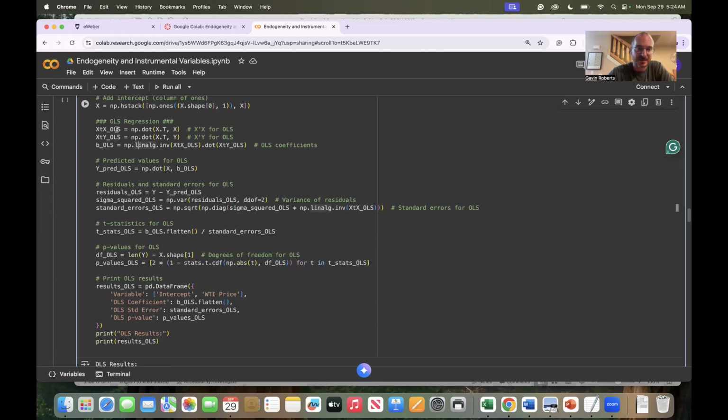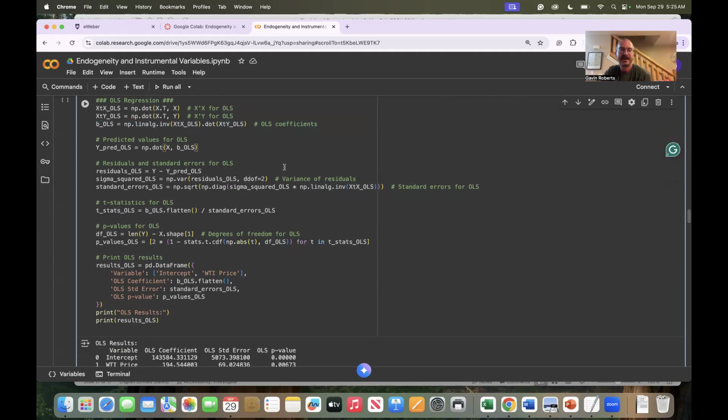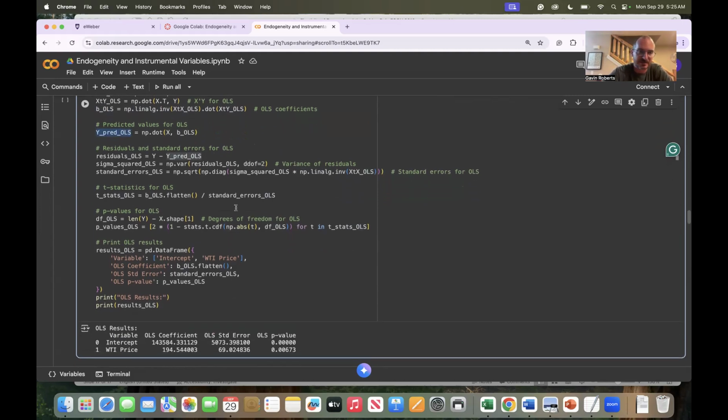Now beta OLS right here, this is X prime X inverse, right? Or this is just X prime X. So then this is X prime X inverse. And then this is X prime Y. So that's beta OLS, right? That's just our equation for beta OLS, X prime X inverse, X prime Y. So those are our OLS coefficients. And now we can get predicted values from our OLS. That's going to be predicted production.